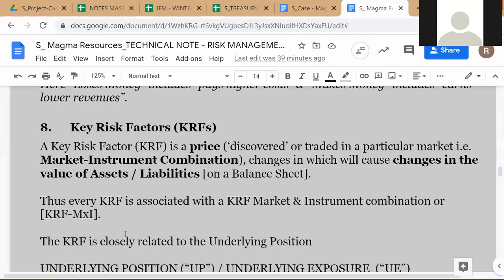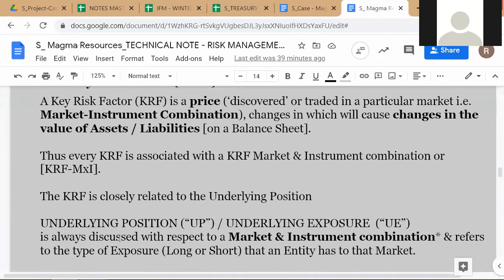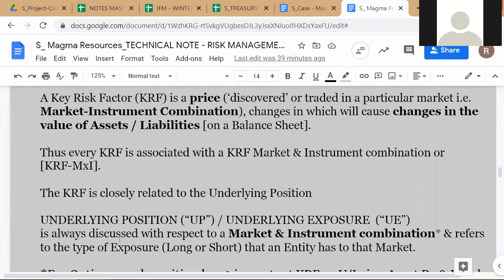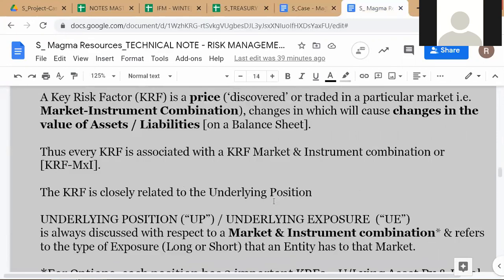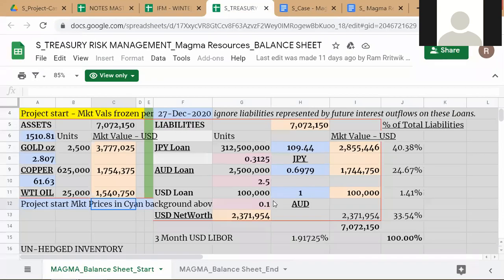The key risk factors. Of course, first we have to understand the underlying position first. Actually, I should have asked you that first. This is the second question. Okay. We can do KRF first and underlying position second. So let's first understand the KRFs. The correct understanding of the KRFs. So yes, it is correct what Srishti said. There is a better form of the answer: you understand the market instrument combination. You don't just say gold, but you say gold futures.